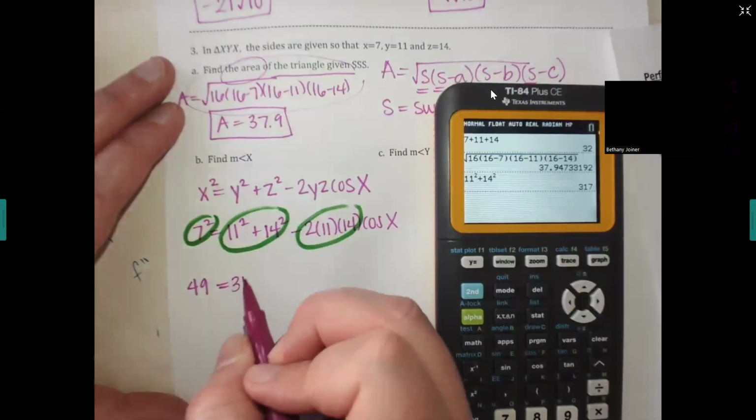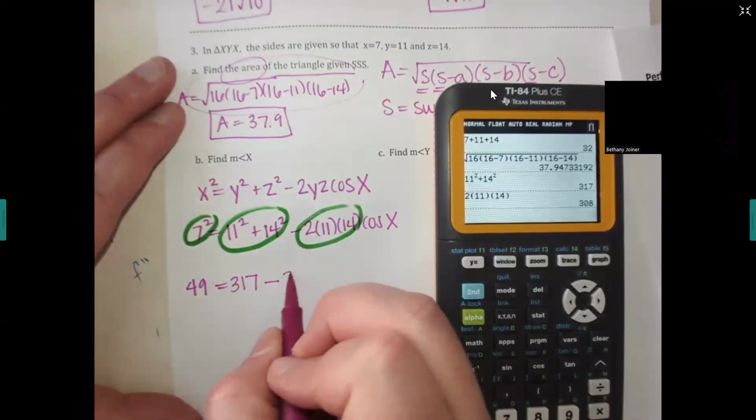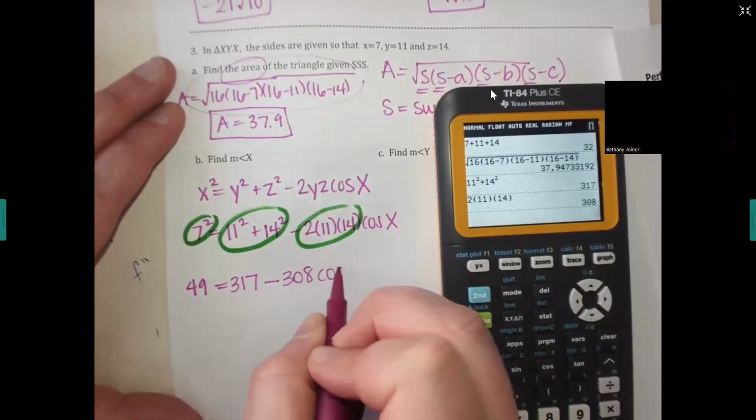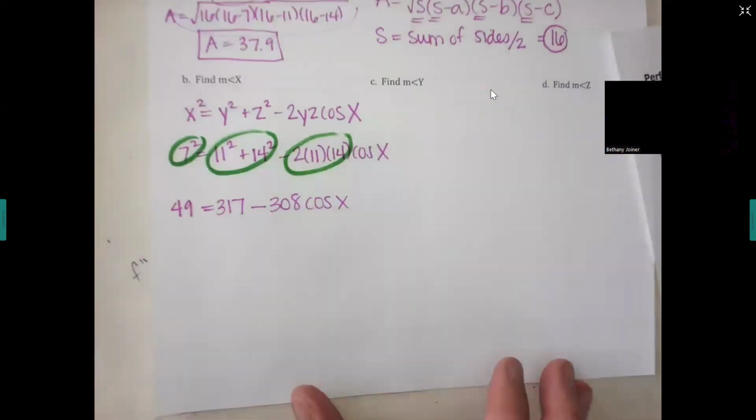317. And then 2 times 11 times 14 gives me 308 cosine x. Okay, then from here, what I saw a lot of people do in their test yesterday is they just tried to minus these numbers with each other. You cannot do that because the 308 is attached to the cosine.